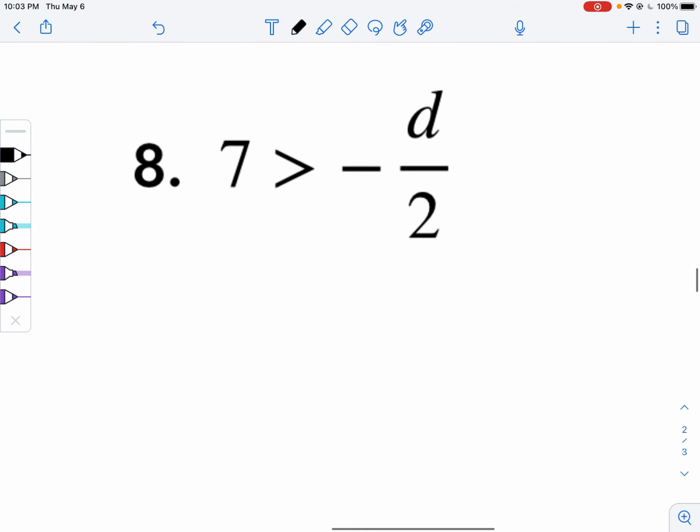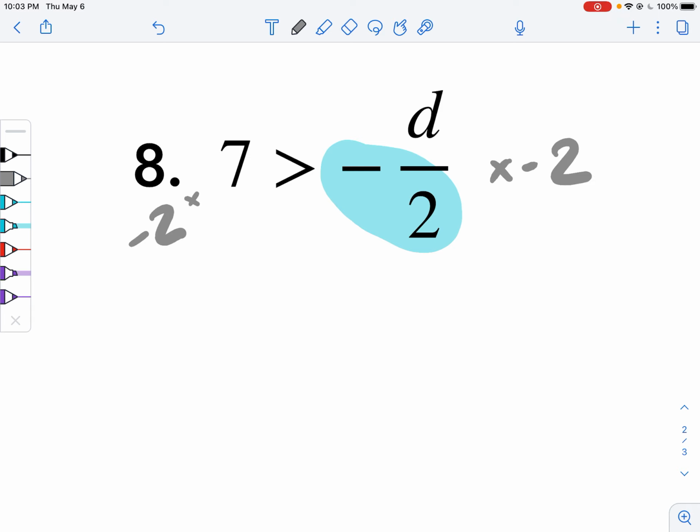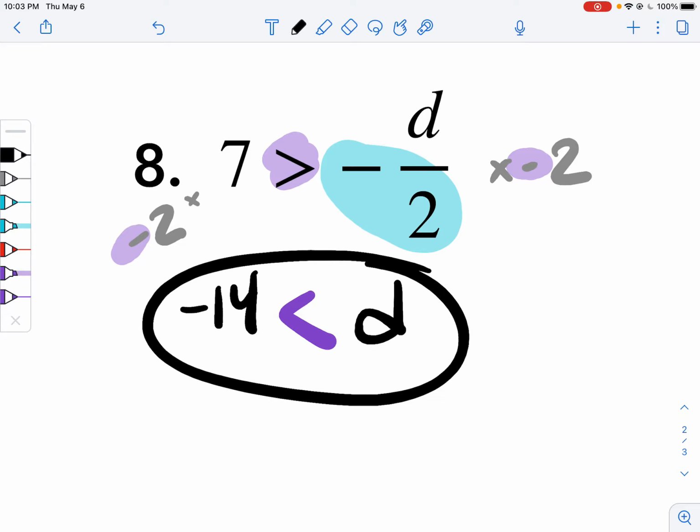And finally here we have 7 is greater than -d/2. So to undo this divide by -2, I'm going to multiply times a -2 on both sides. But check it out, we're multiplying by a negative number, so we got to flip out. Flip them around. Get -14 is less than d.